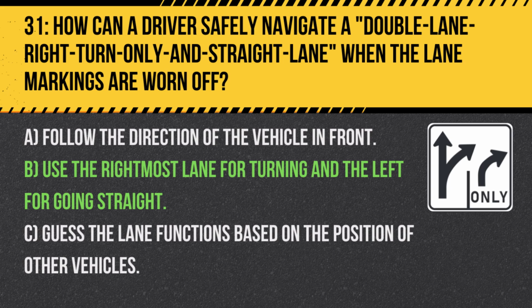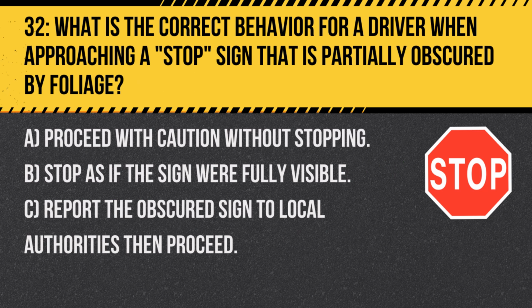Answer: B. Use the right must lane for turning and the left for going straight. This ensures compliance with typical traffic rules for lane usage. Question 32. What is the correct behavior for a driver when approaching a stop sign that is partially obscured by foliage? A. Proceed with caution without stopping.